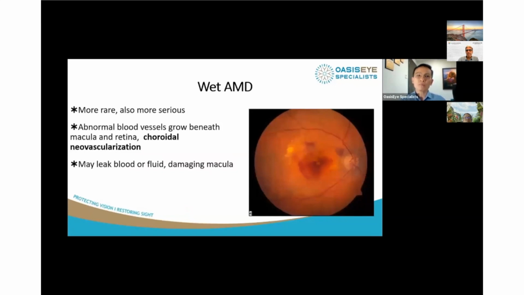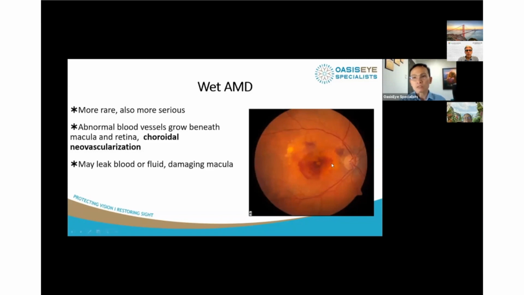The wet type of AMD is the more rare type, however, it's also more serious. Why is it called wet? It is because there are abnormal blood vessels that have grown beneath the macula, beneath the retina. We call those choroidal neovascularization. Because these vessels are abnormal in nature, they are very friable, so they will easily break. Because of that, they will leak out blood and fluid. Due to the bleeding and the fluid accumulation, it will damage the cells in the macula, and that will lead to visual loss.